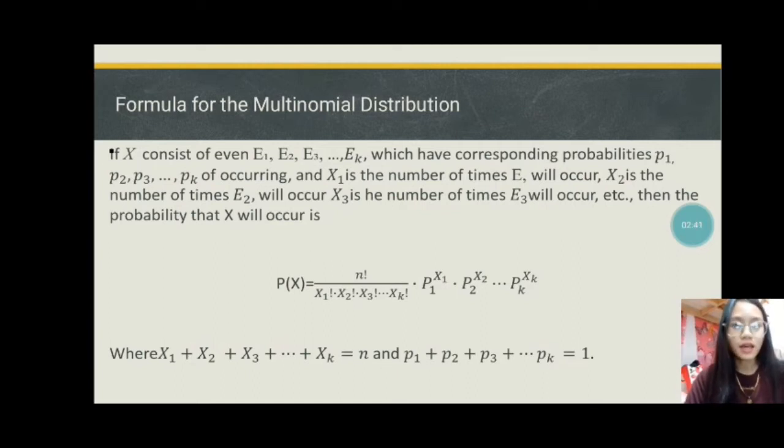then the probability that X will occur is P(X) equals n factorial over x sub 1 factorial times x sub 2 factorial times x sub 3 factorial up to x sub k factorial, multiplied by p sub 1 to the power of x sub 1, multiplied by p sub 2 to the power of x sub 2, up to p sub k to the power of x sub k, where x sub 1 plus x sub 2 plus x sub 3 up to x sub k equals n, and p sub 1 plus p sub 2 plus p sub 3 up to p sub k equals 1.